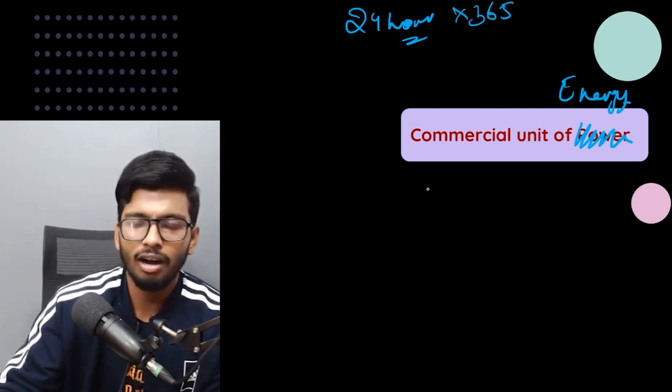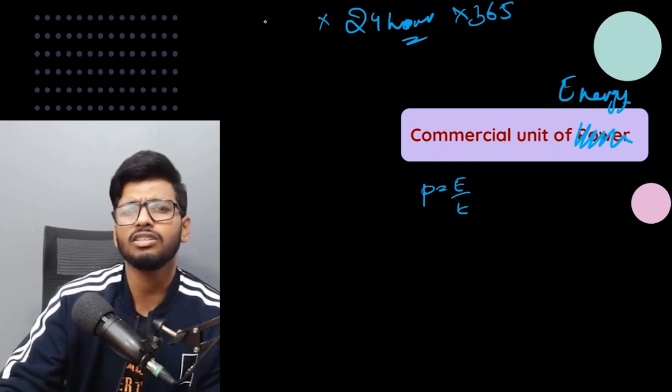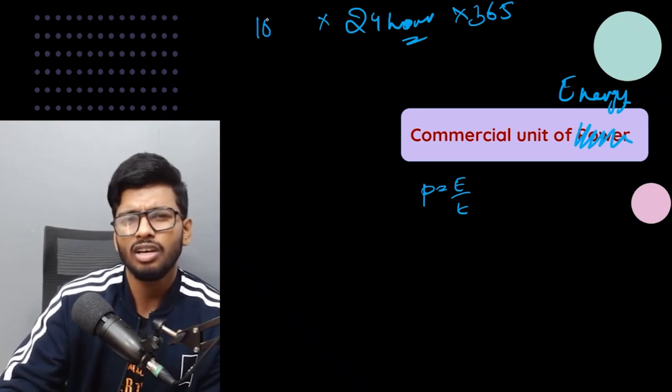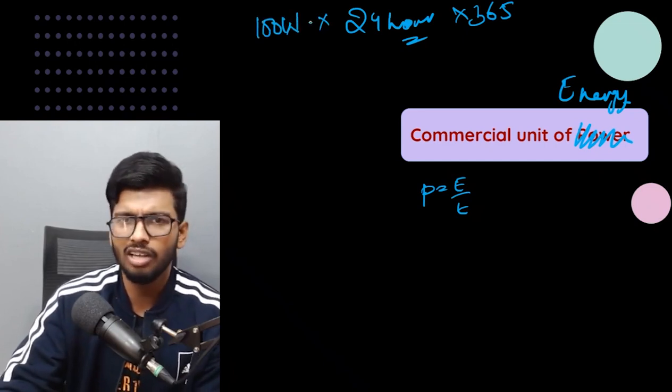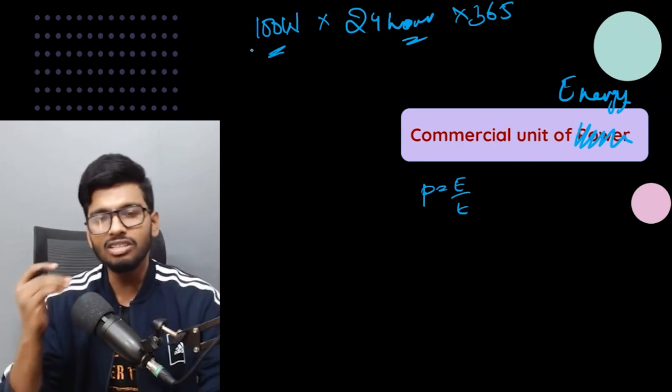Now, what is power? Power is equal to energy by time. Let's say that the power of this TV is 100 watts. The power consumption of the TV is 100 watts. Now, what does this 100 watt represent? What does this 100 watt mean?